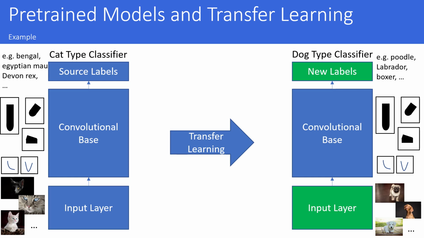Both have 4 legs, fluffy fur, 2 ears and eyes. All these features don't need to be learned again. We can take the convolutional base from the cat type classifier and reuse it for the dog type classifier. We replace the input layer and some layers at the top and can, with this technique, speed up the learning process extremely.